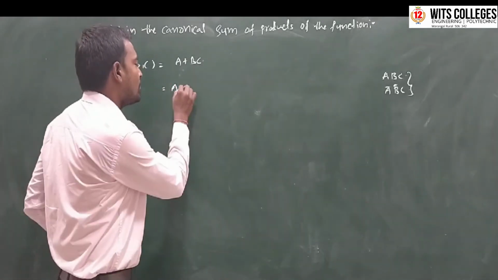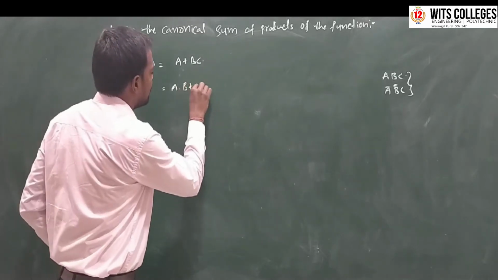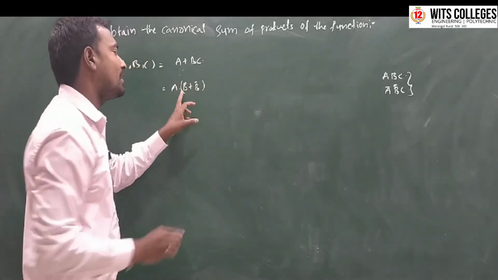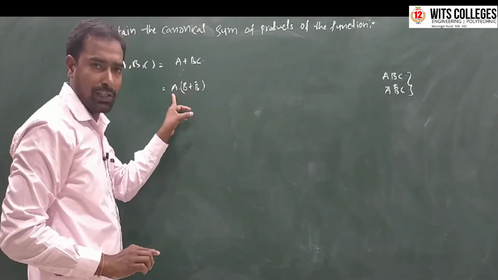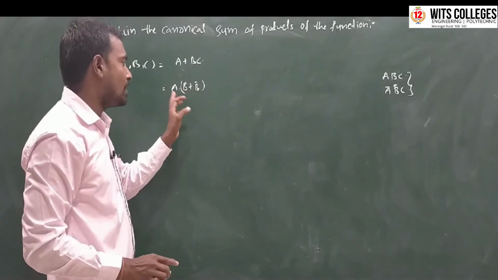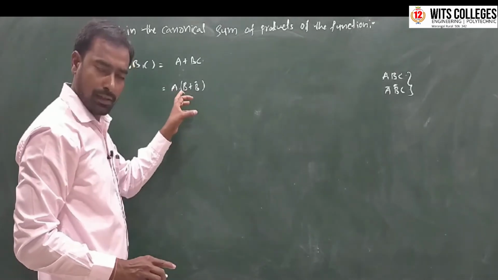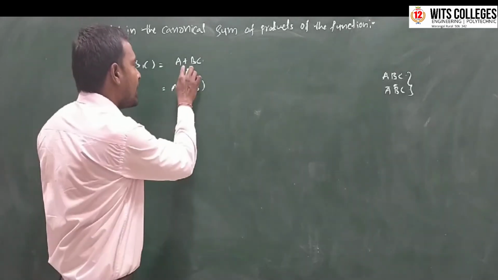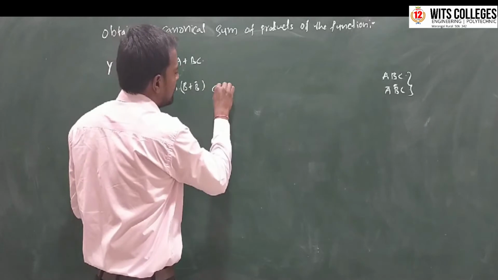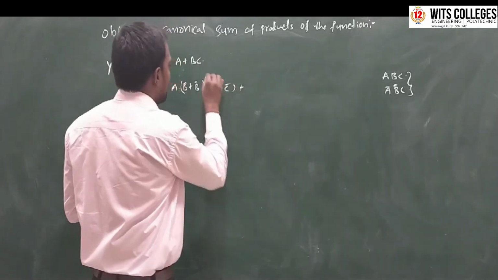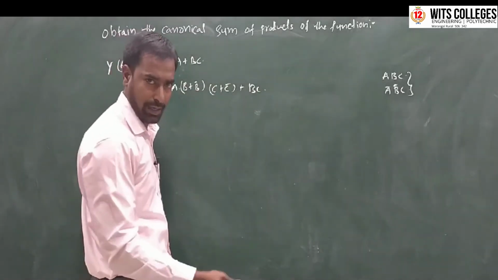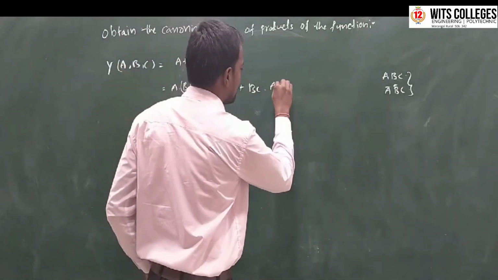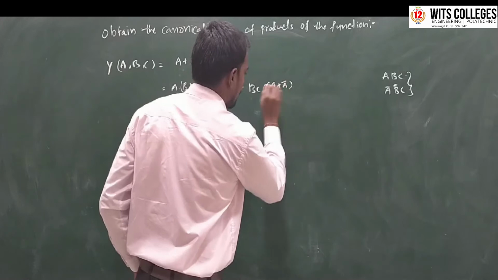So we have to multiply with B plus B bar. When we multiply with B plus B bar, we will get A only. So that's why we are multiplying A with B plus B bar, and the other missing term is C, so C plus C bar. Then for B C here, the missing term is A. So that's why I am multiplying with A plus A bar.